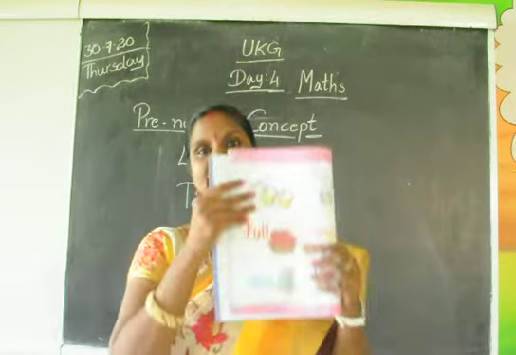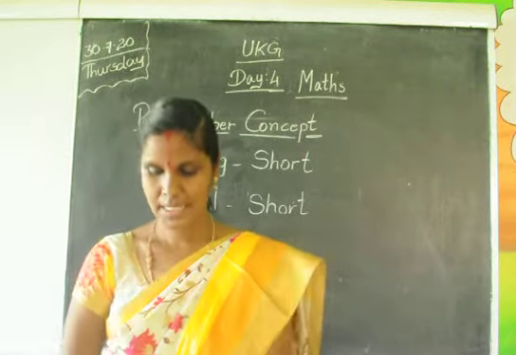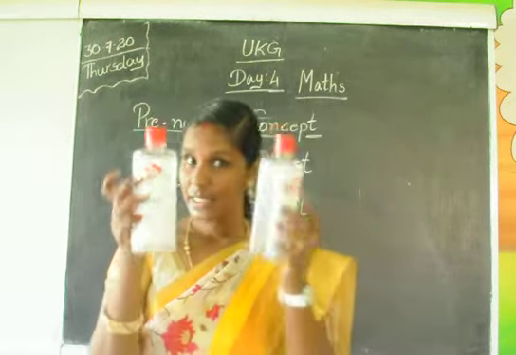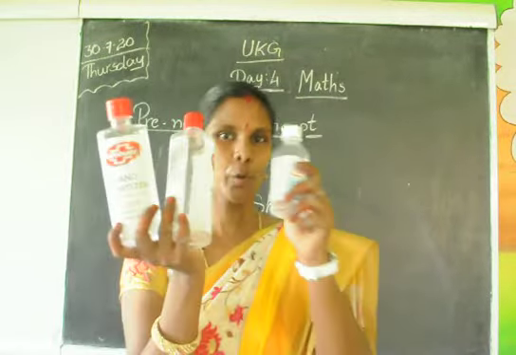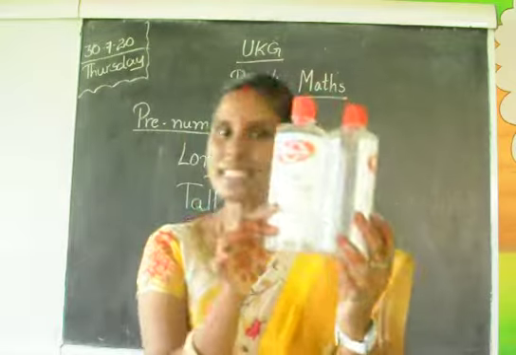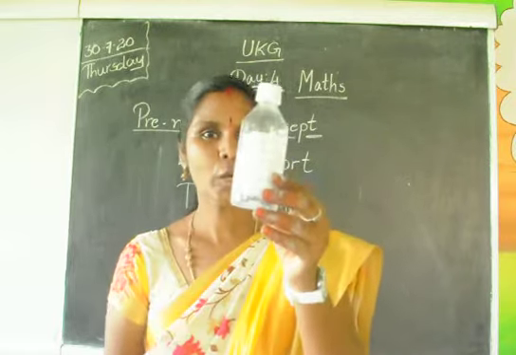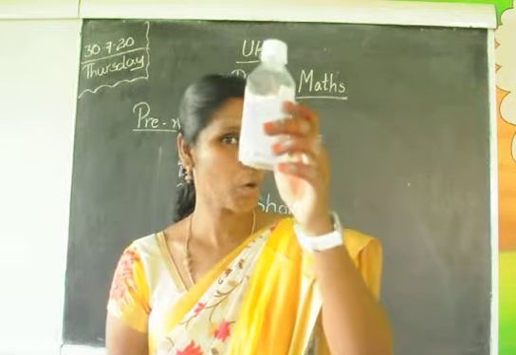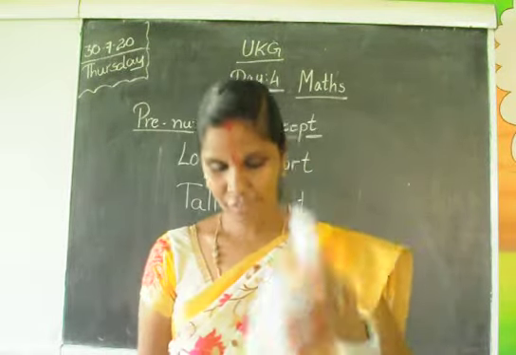Next one, same, different. See, same means two are same. This is a bottle and this is also a bottle. These two bottles are same and this one is different. See, same and different.